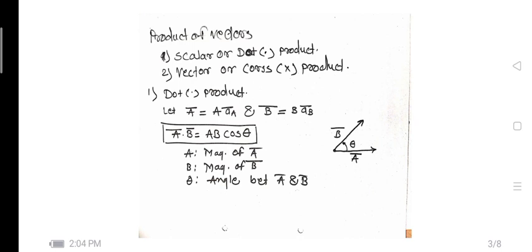So simply, if we take two vectors, that is a and b, vector a bar is equal to a a bar a, and b bar is equal to b a bar b. These are the two vectors. They are making theta angle with each other. In that case, a bar dot b bar is equal to ab cos theta, where a is magnitude of a bar, b is magnitude of b bar, and theta is angle between a bar and b bar.